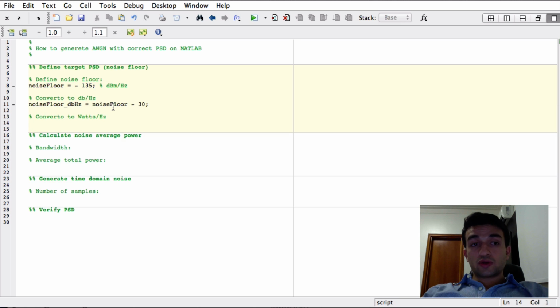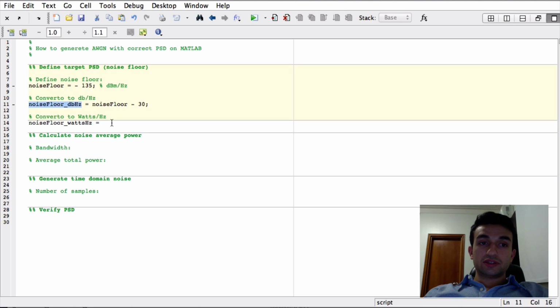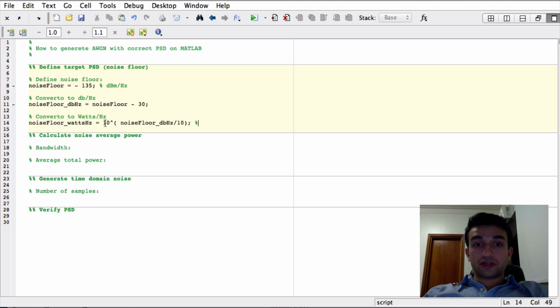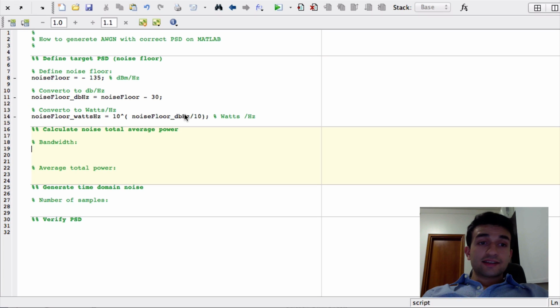And then to convert into the units of watts per hertz, the noise floor in watts per hertz is equal to 10 to the power of the noise floor divided by 10. Okay, so this is the noise floor in watts per hertz. Now, the next step is to calculate the total average noise power.